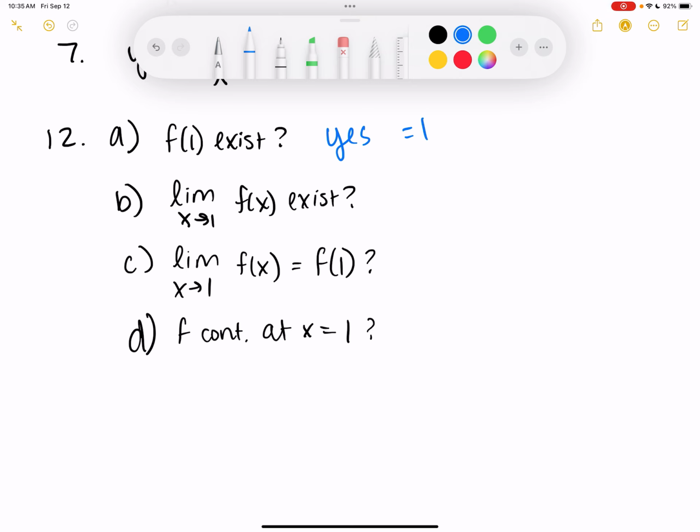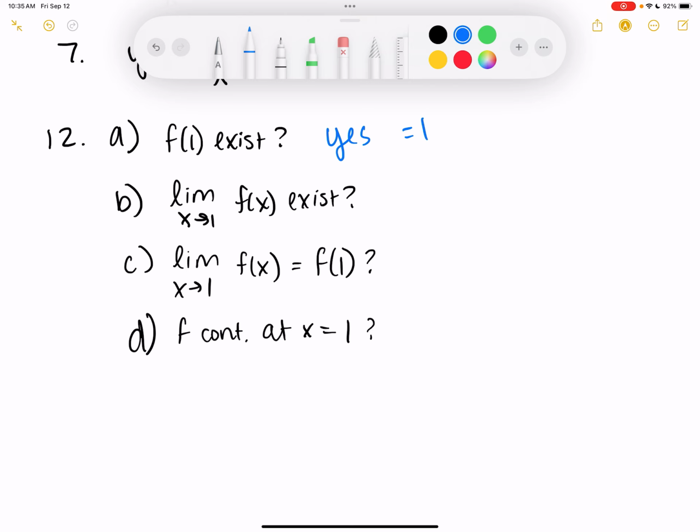as x approaches 1 of f of x, does it exist? So is there a value, or what is it approaching, to know that this limit exists? So if I'm looking from the left, what value is that? 0. At 1? Like from the left of 1.